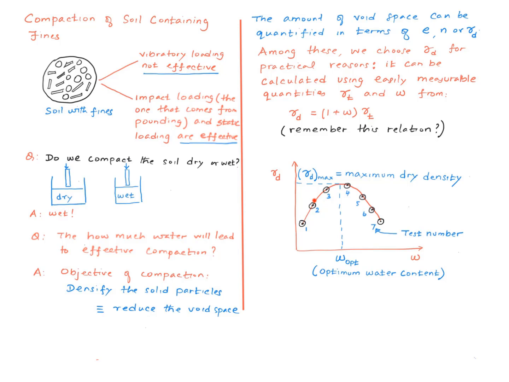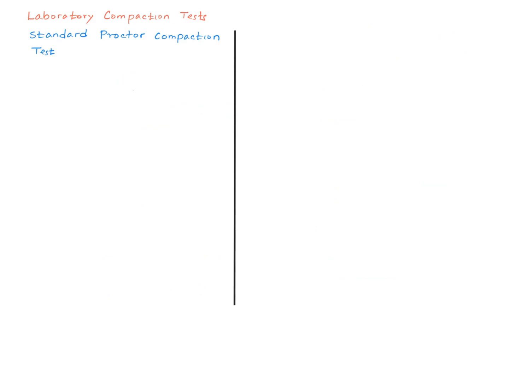Let's say we got this curve from 7 different tests. Let's say in all 7 tests, I maintain the same compaction effort, which I will define in a little bit. Then it turns out, number 1, you will get a smooth curve like this. Number 2, this is the water content that's going to give you the maximum dry density, which of course corresponds to the maximum possible packing of the solid particles. So this answers our original question of the amount of water that leads to effective compaction. This is the answer. Let me now talk about compaction tests that we do in the laboratory.